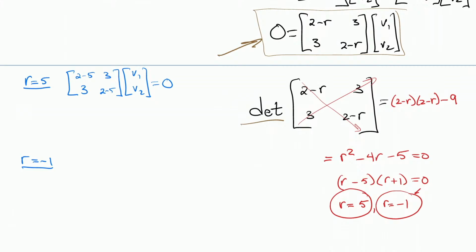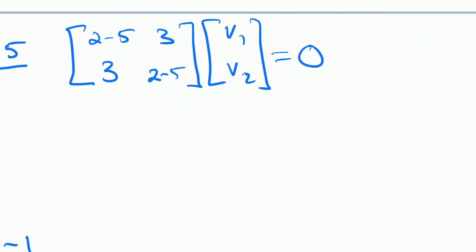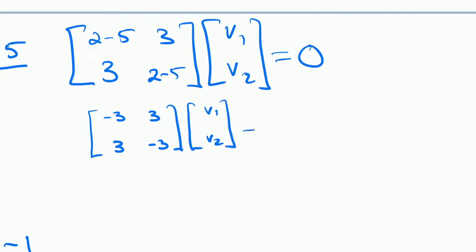I'm just going to rewrite it. We'll do the same thing down below in just a sec. So I need to solve this. Let me see if I can do that. If I solve this, I get -3, 3, 3, and -3. And then this is V1, V2 is equal to 0.